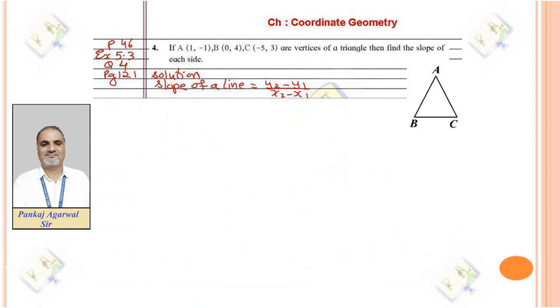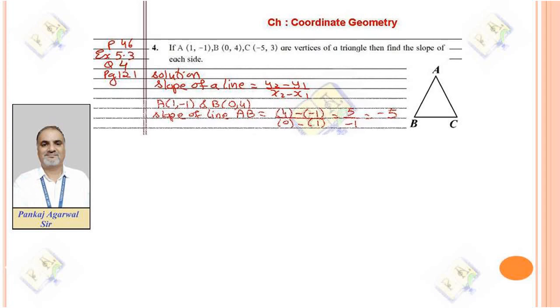P46. If A coordinate, B coordinate and C coordinate are the vertices of a triangle, then find the slope of each side. We know that a triangle has three sides: side AB, side BC and side AC. Since we are going to calculate three slopes, we will generalize slope of a line formula as usual: (y2 minus y1) whole upon (x2 minus x1).